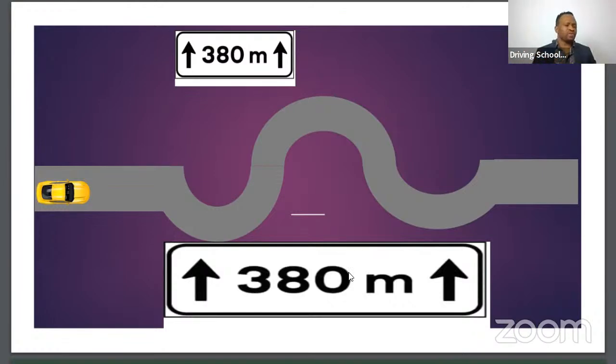So that is why we are having this one pointing the arrow from down to up, to let you understand that the stretch of road where this curve is, is 380 meters.